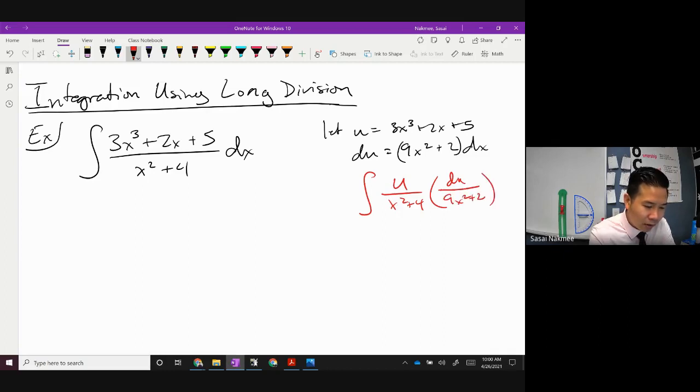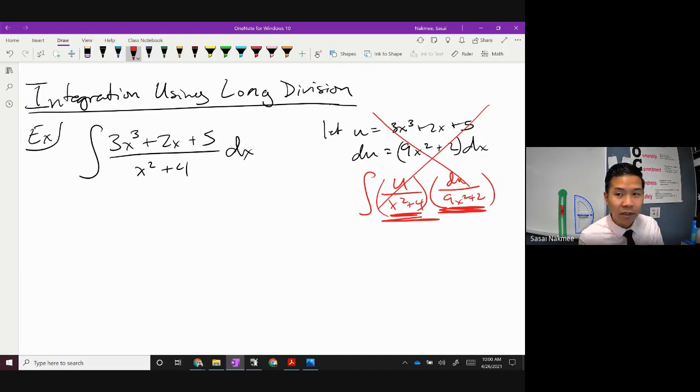And look, these don't cancel each other. They're both in the denominator, and this doesn't match up with this one. It doesn't have a factor of that one. So U substitution does not work in this case. But since the power in the numerator is greater than or equal to the power in the denominator, we can do long division.